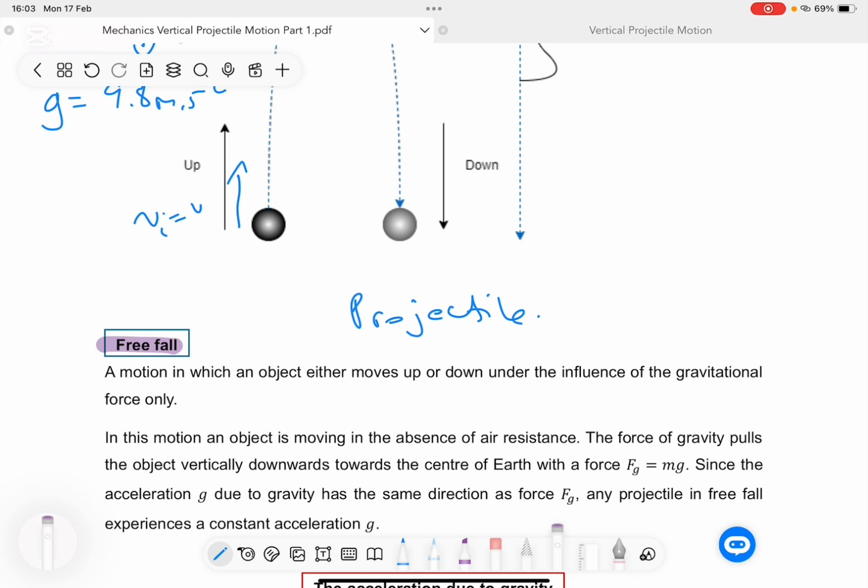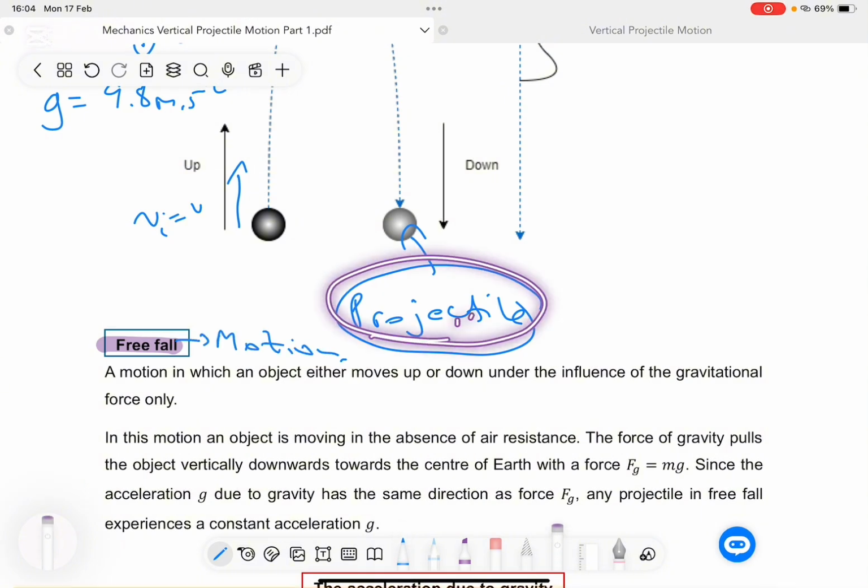So the projectile would be the object. It will be the object, but free fall is actually the motion. So this is the object that moves under the influence of gravity alone, but free fall is the motion when that object, that projectile, actually moves under the influence of gravitational force alone. Very important to distinguish between the two.